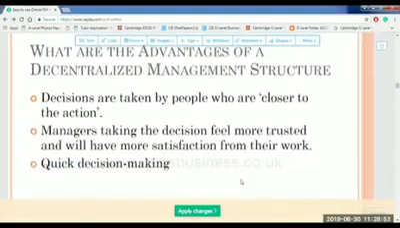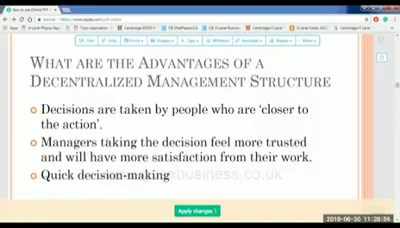What are the advantages of a decentralized management structure? Decisions are taken by the people who are closer to the action. Managers taking the decisions feel more trusted and will have more satisfaction from their work, and quick decision making. If the subordinates are taking the decisions, they will take them according to the situation of the work, and they will feel more comfortable and have more job satisfaction.